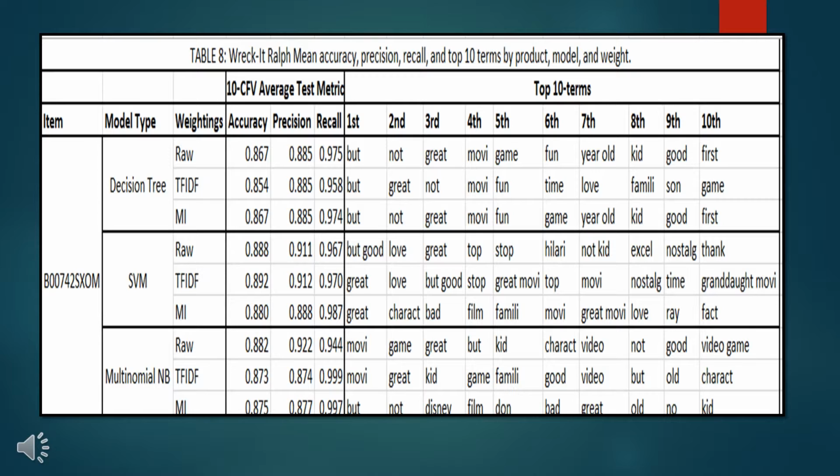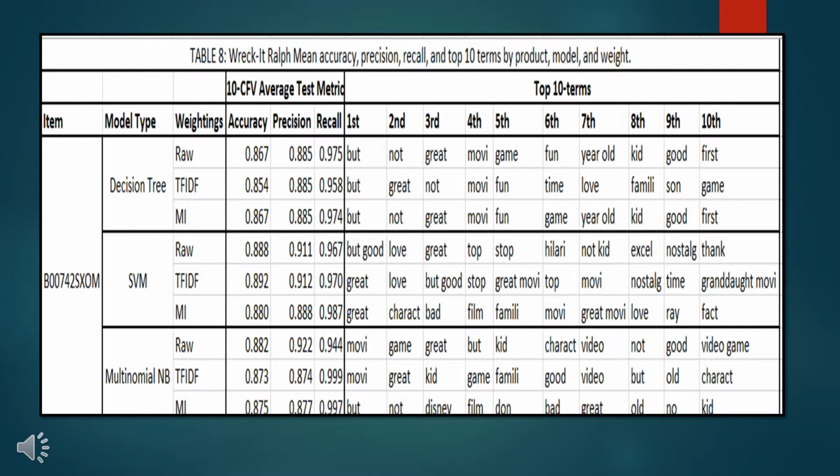As far as the top 10 terms, I say this is similar to the Twilight book because you see again that these kind of overarching themes come out of the movie. And for those who aren't familiar with the movie, it's about old school video games that have these real lives. It's a cartoon movie, and so you see a lot of video game terms.